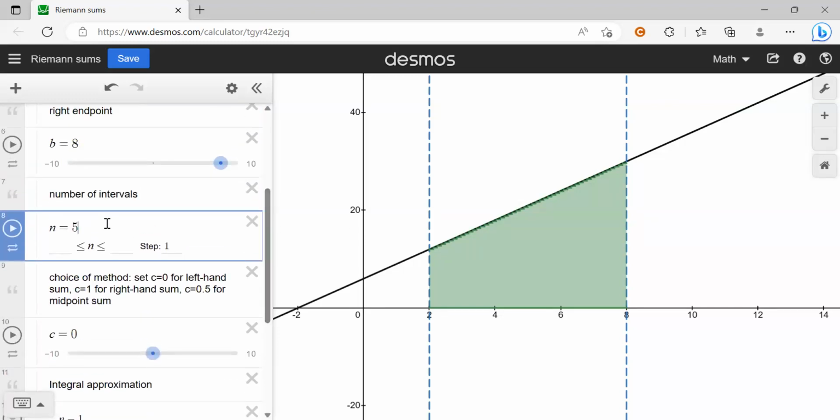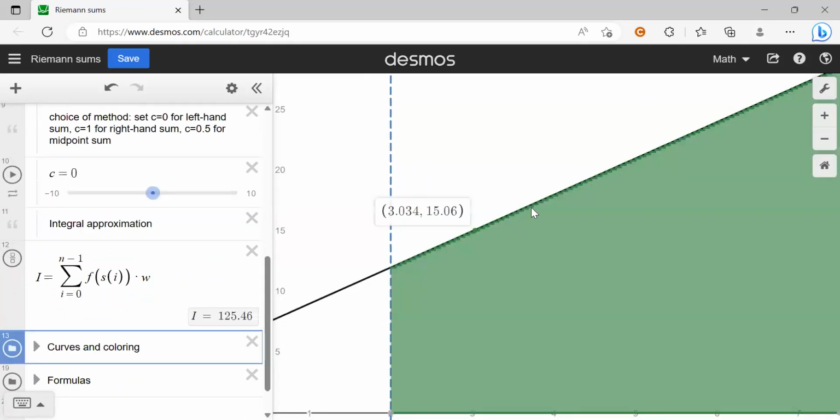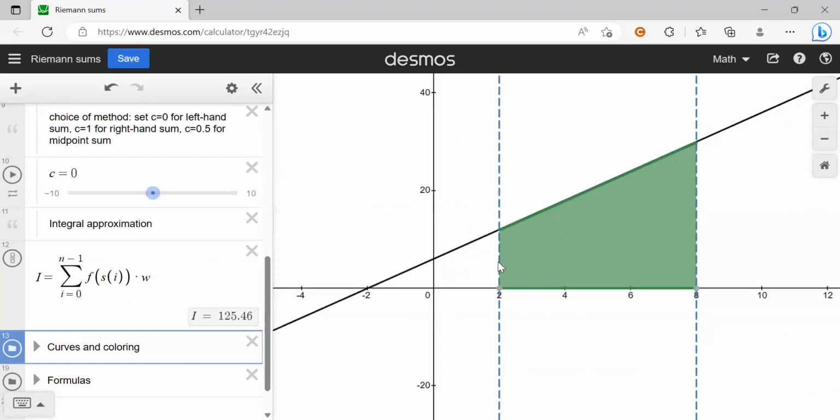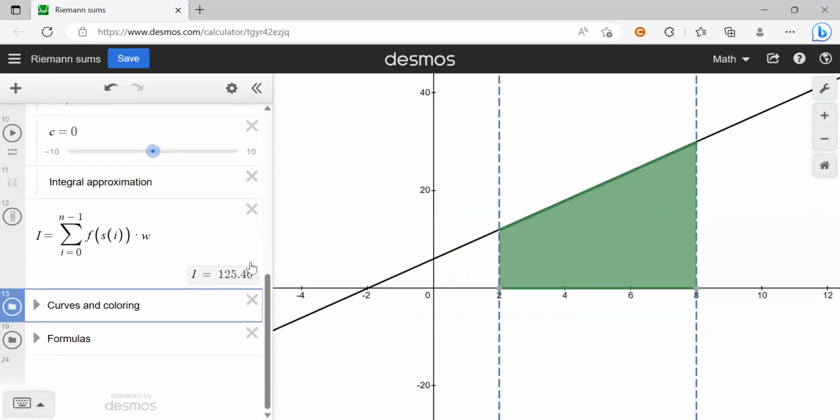But if I increase it all the way to, let's say, 100, wow, you practically cannot see the tiny gaps already, right? It's almost exactly the same. And take a look at the value of this approximation. It's 125.46. And if you look at the working that I wrote down for you just now, the exact area is actually how much?